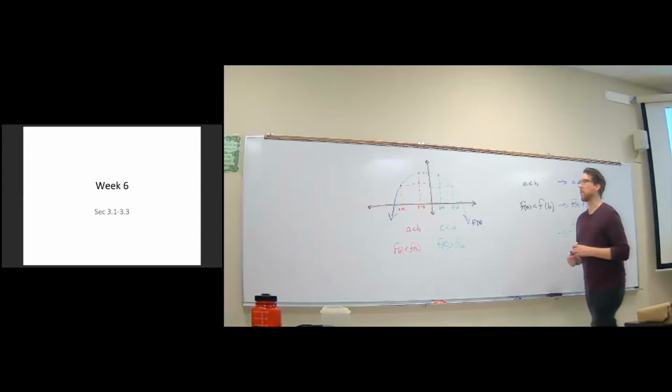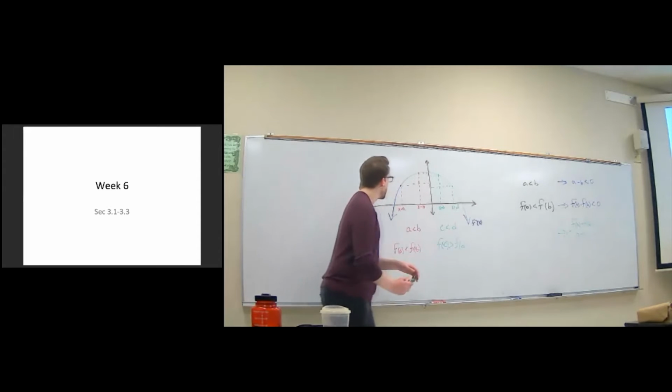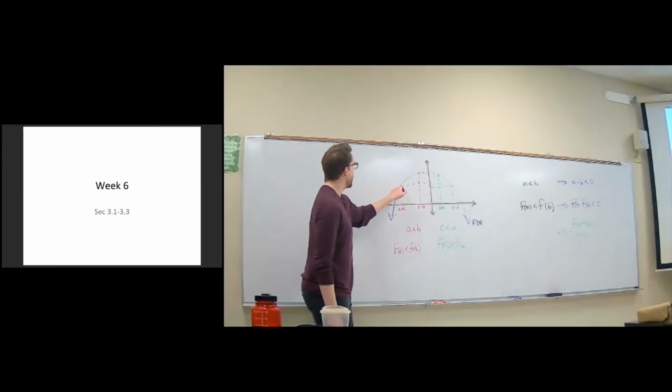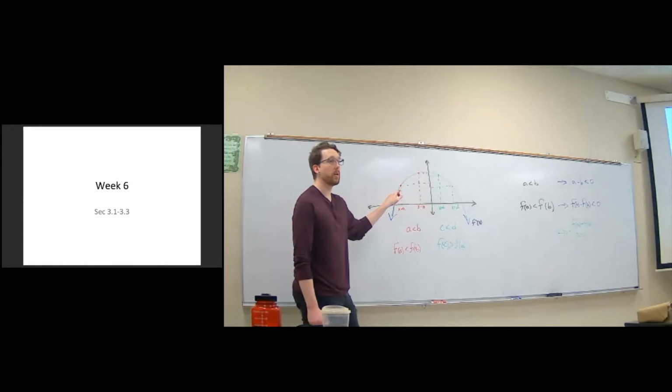Now let's come back over to our graph. The secant line that goes through those 2 points would in fact be a positive slope, right? It has positive slope. Okay.